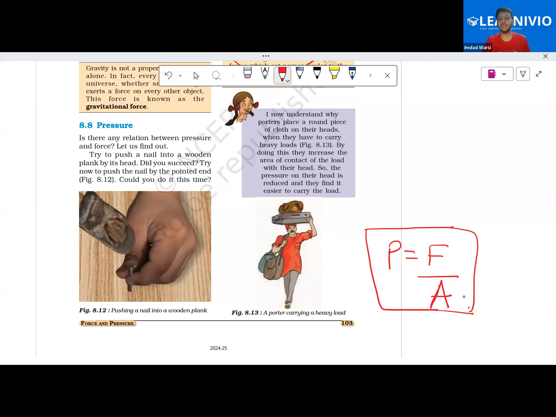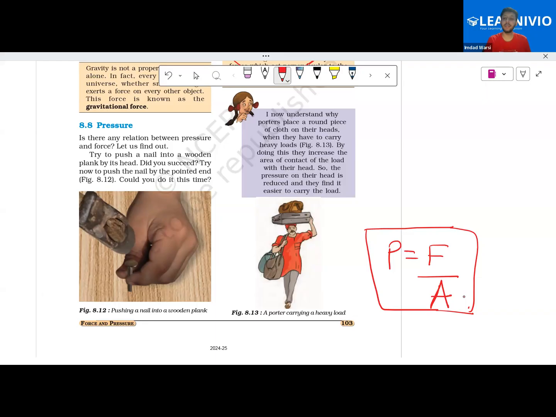For example, let's take the nail. You are pressing the nail with your thumb. So you feel that it is not going inside. So what do you do? You apply more force. And by applying more force, more pressure is applied, right? So why is that? Because pressure is equal to force. So if you increase the force, pressure will increase, or if you increase the pressure, force will increase.